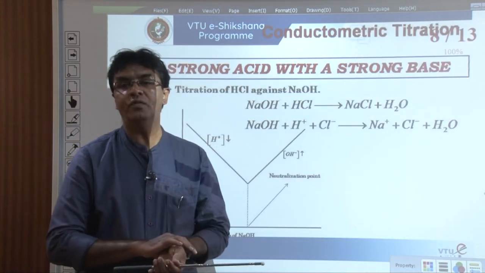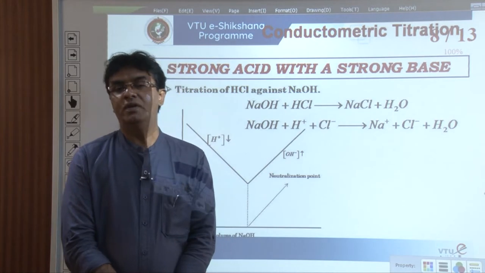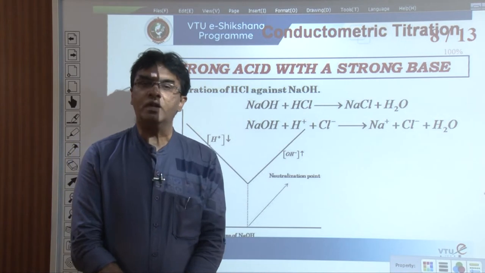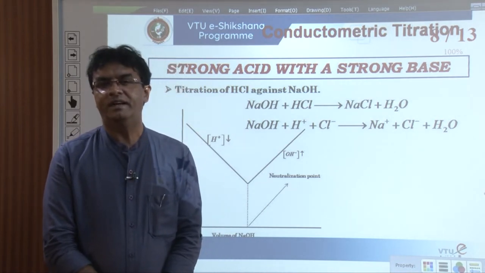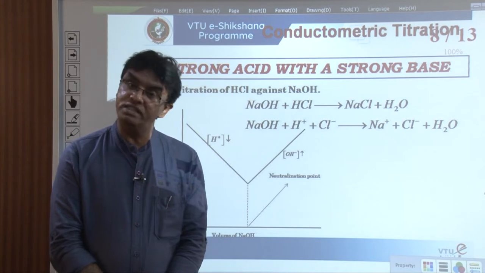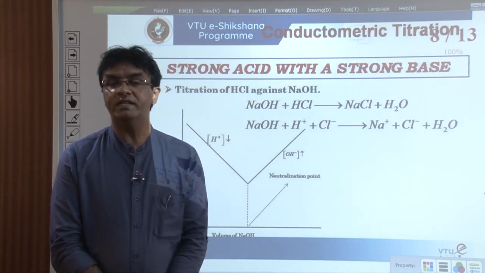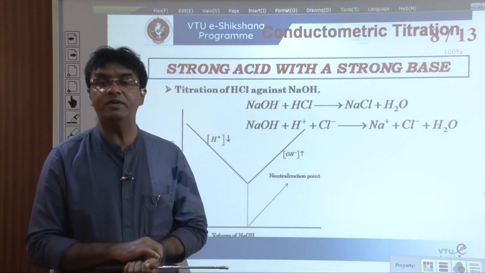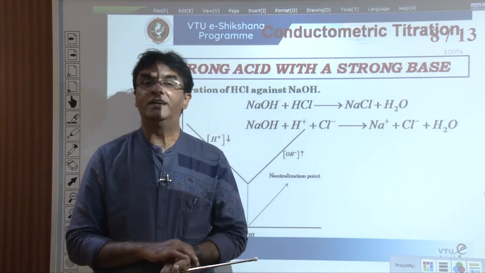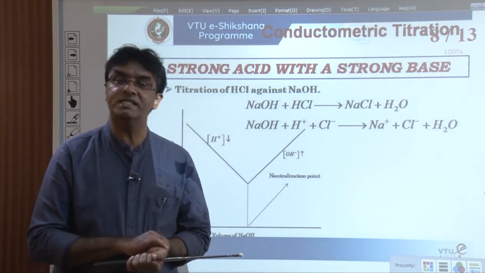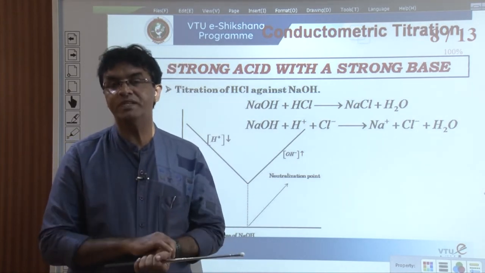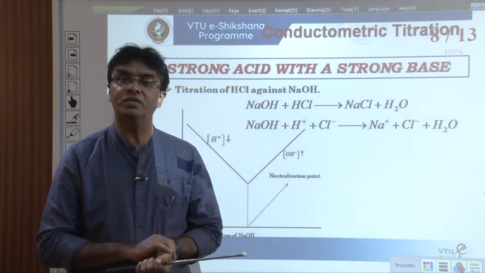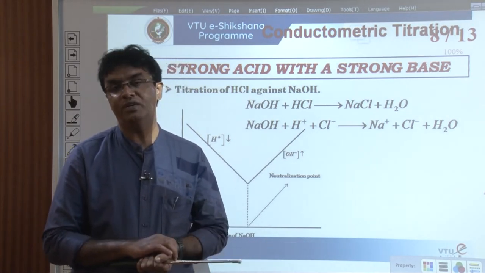So, as of now, we understood what conductometric titration is, the reasons for conductance of any electrolytic solution, what specific conductance is, the factors upon which conductance of an electrolytic solution depends, how we carry out conductometric titration using the conductivity cell as well as the conductometer instrument, and how the conductivity cell detects the specific conductance. We also went through the applications of conductometric titration.